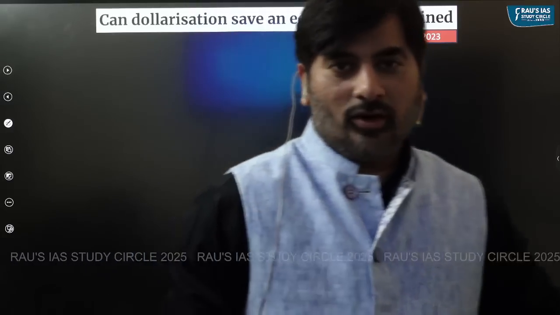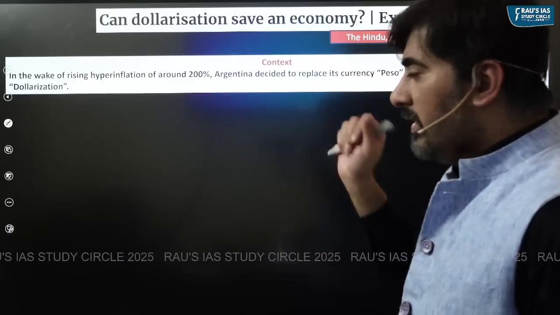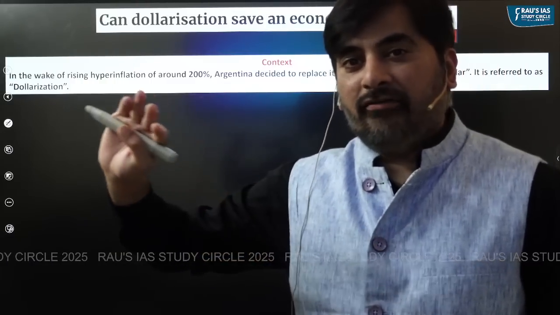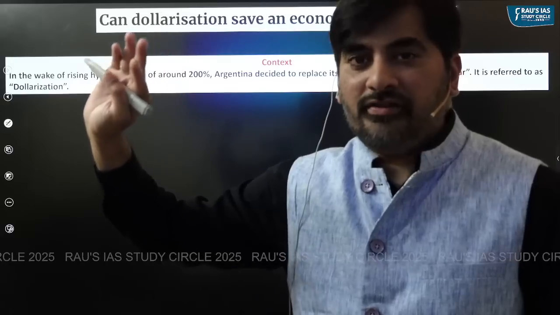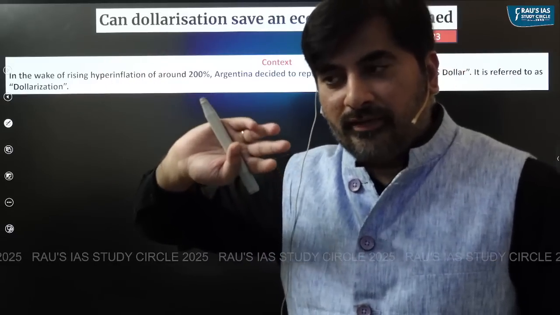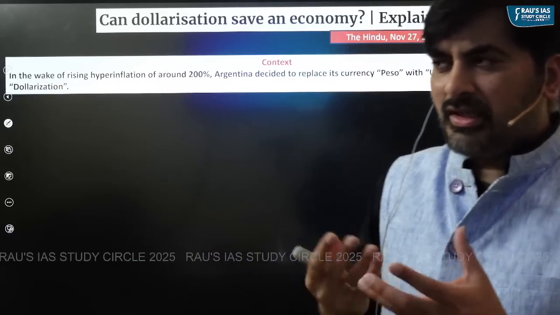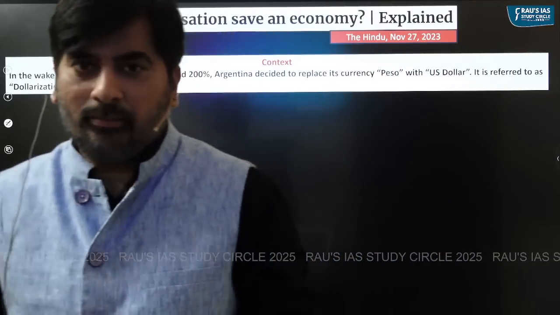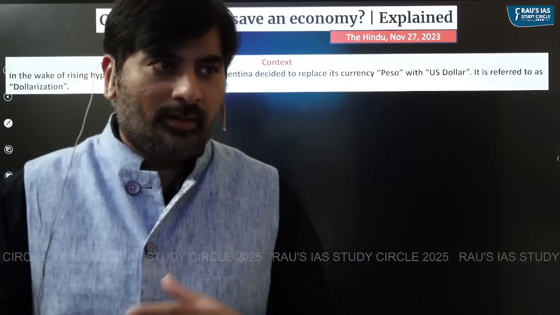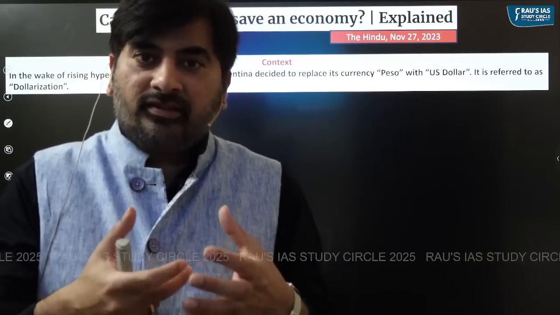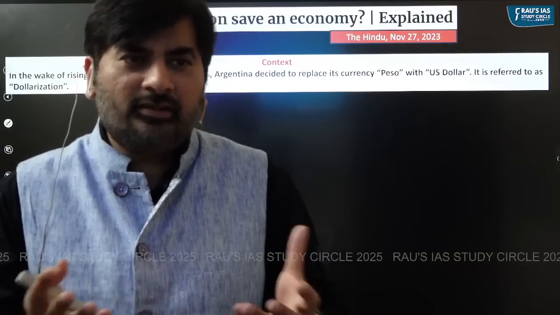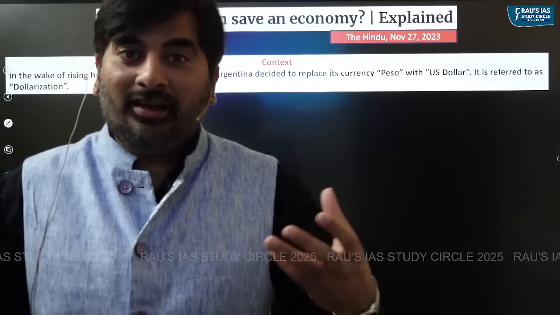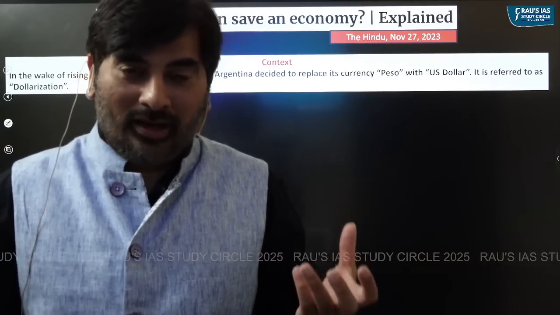What is this dollarization? Argentina has been facing hyperinflation for 1.5 years. Because of that hyperinflation, generally what will economists do to counter inflation? They will increase the policy rates, or the government will undertake fiscal consolidation measures. This is what generally economists would do. But Argentina has taken a very radical step to control hyperinflation.